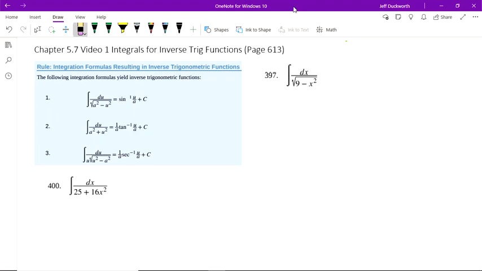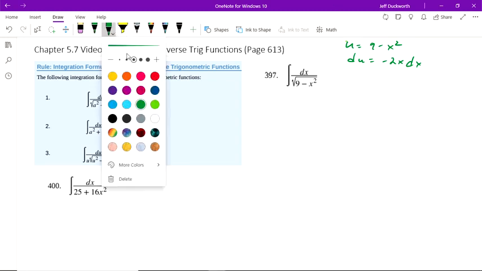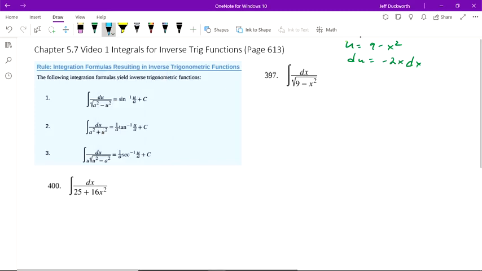So first of all, what happens if I want to try to have u equal to 9 minus x squared? Well, then du is going to equal negative 2x dx, but I don't have an x to get rid of. The 2 is not an issue, but there's no x to cancel, so I can't use this. So this is going to be no good, right? All right, so let's take this another way.